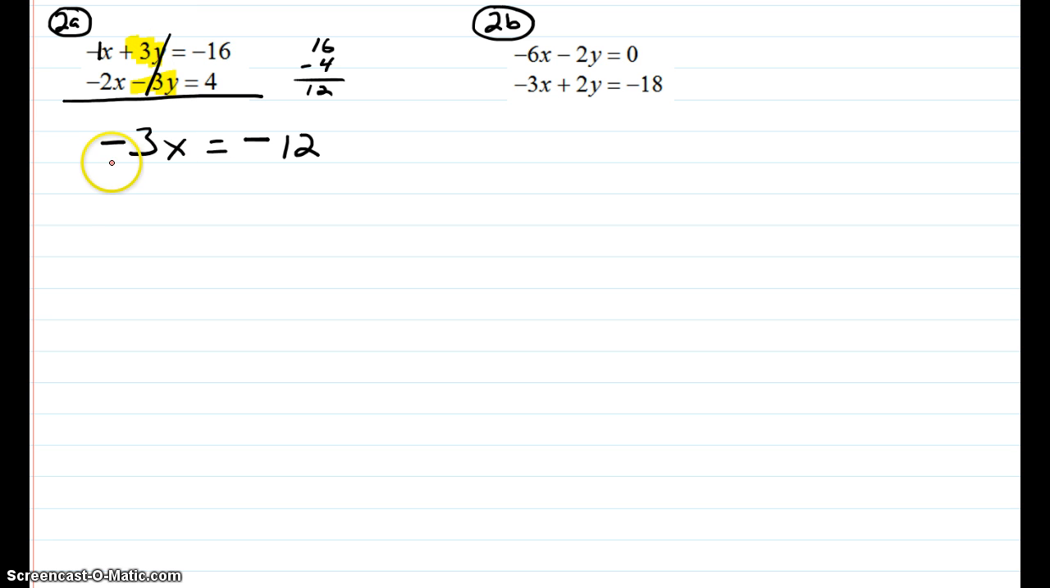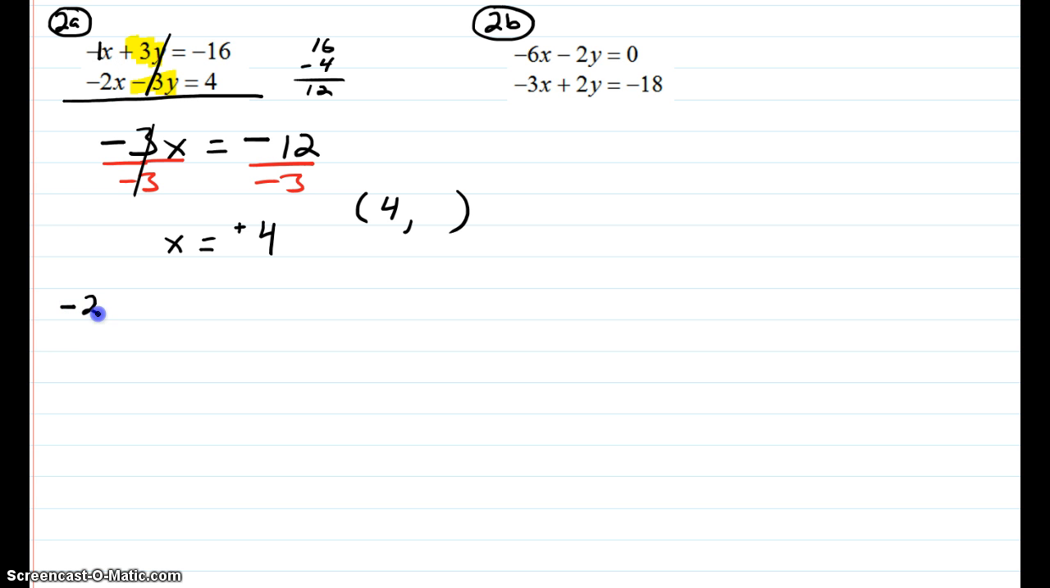Now we divide both sides by that negative 3. A negative divided by a negative becomes just a positive 1x, but we don't write the 1. A negative divided by a negative is a positive, and 12 divided by 3 is 4. Remember, we are looking for an answer as x comma y, so right now I'm only halfway done. I've got to figure out what the y is. Look here and figure out which equation you want to use. It doesn't matter. I'm going to use the bottom one.